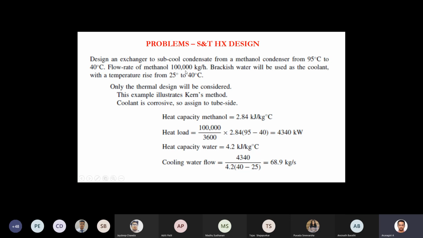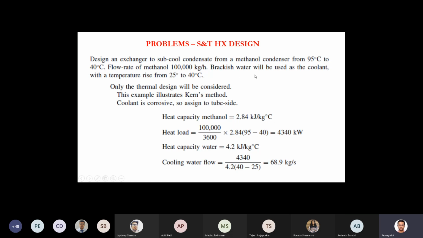The flow rate of methanol is given, that is 1 lakh kg per hour. Sometimes they mention 100 tons per hour, whatever it may be. Brackish water will be used as the coolant with the temperature rise from 25 degrees centigrade to 40 degrees centigrade. Here we can select brackish water as the coolant, which is available in the process plant or very near to it. So the temperature range is also given. It should not be heated up more than 40 degrees centigrade.